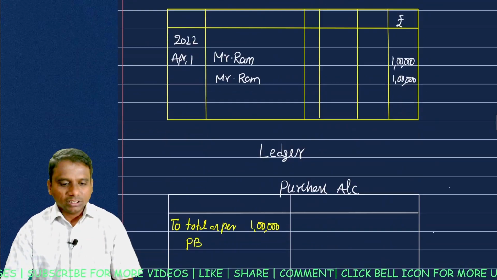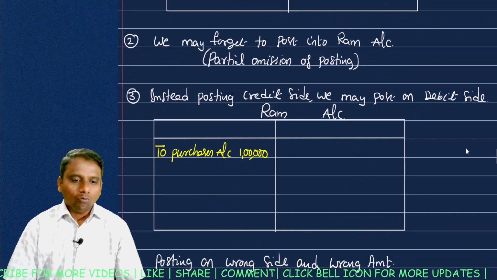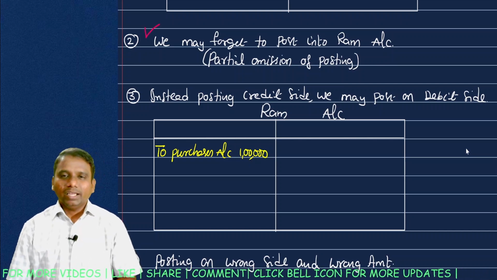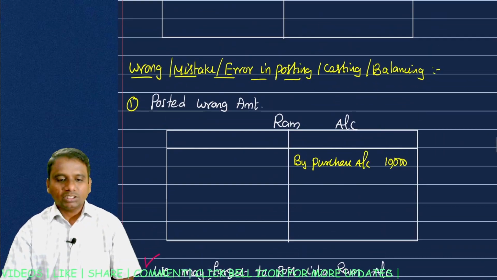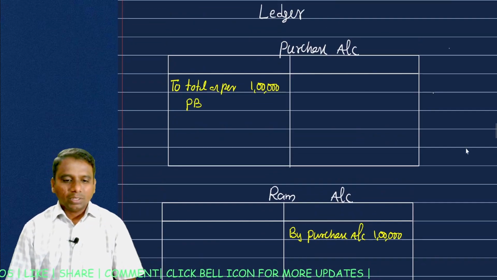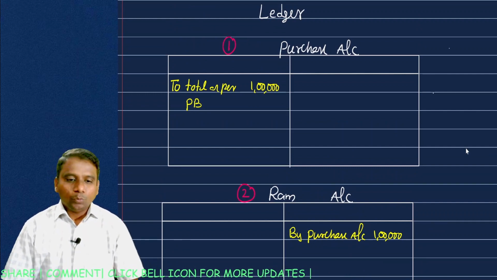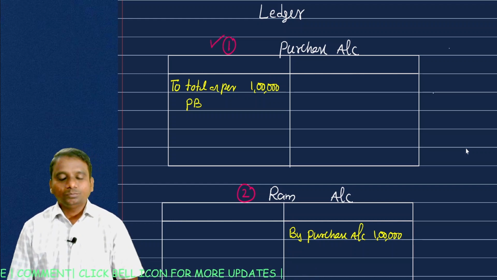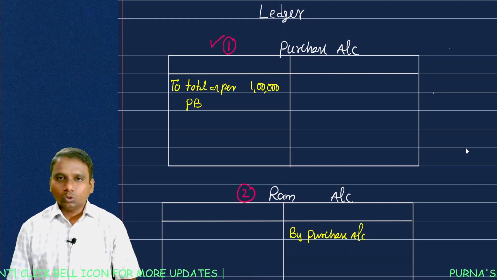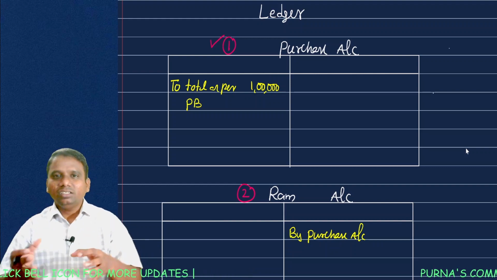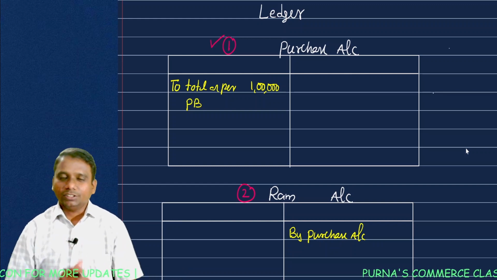Partial omission, yesterday also we discussed one example. See here, while he is posting into ledger accounts, actually this transaction should be posted in the purchase account and at the same time in the Ram account. Yes or no? We posted into the purchase account, but we forgot to post into the Ram account. So this transaction is partially posted. Yes or no? So this is called partial omission.